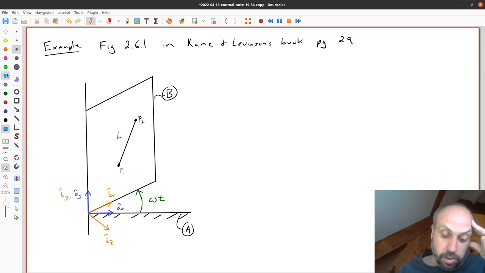And then we also have a reference frame E attached to this line, so I'll put the unit vectors here: that's EX, and then in the plane EY, and then out of the plane EZ. So EZ, EX, and EY.